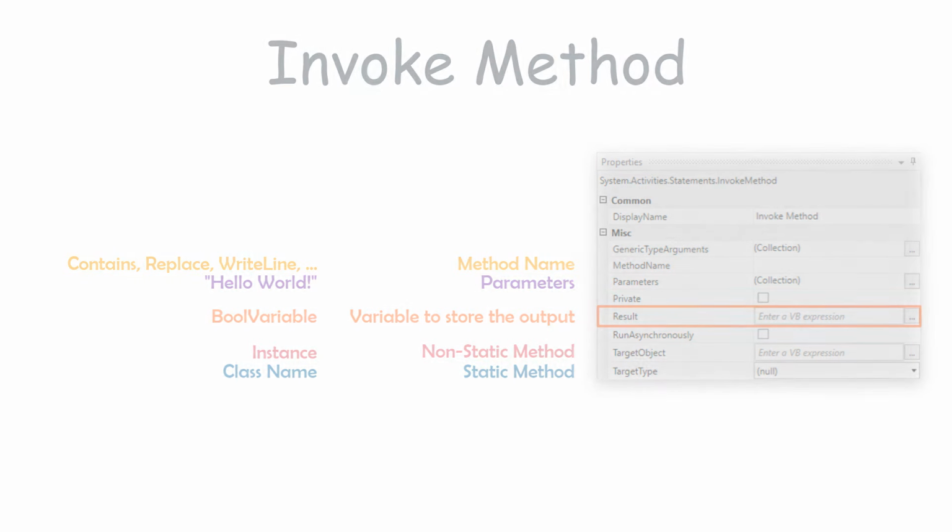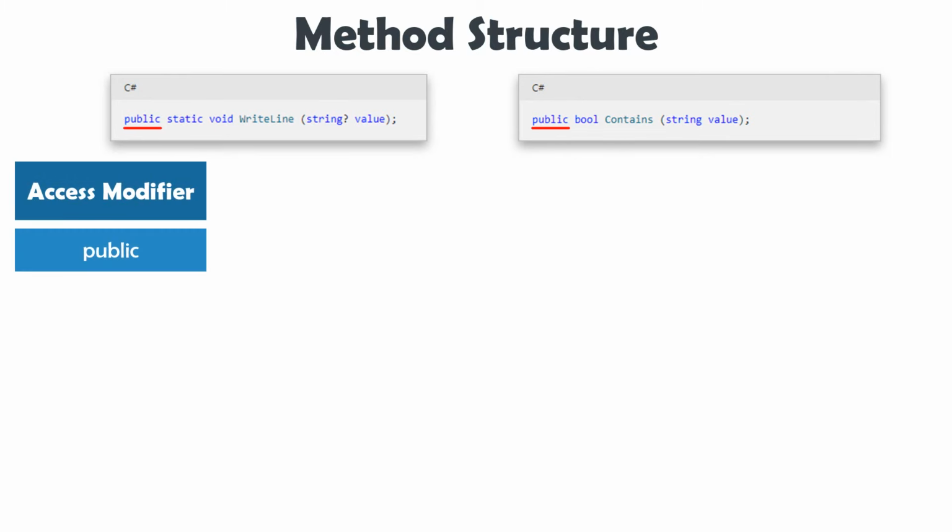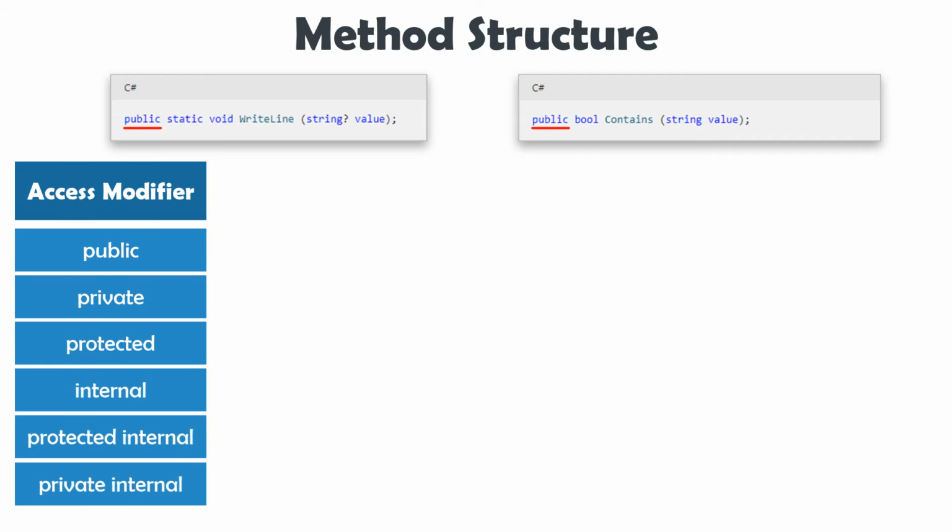Let me now explain to you how the structure of a method is, so that you can use it in UiPath in the correct way. I will explain the structure using these 2 methods. So we always have at the beginning an access modifier. For example public, but we also have the following access modifiers.